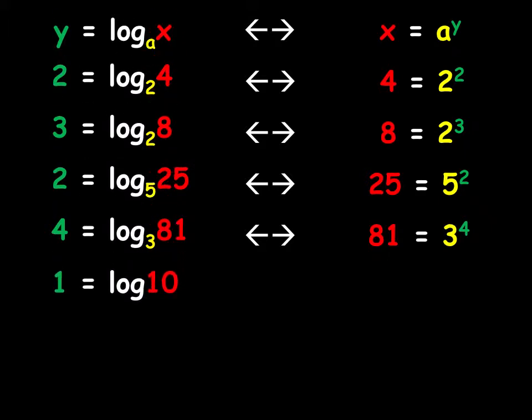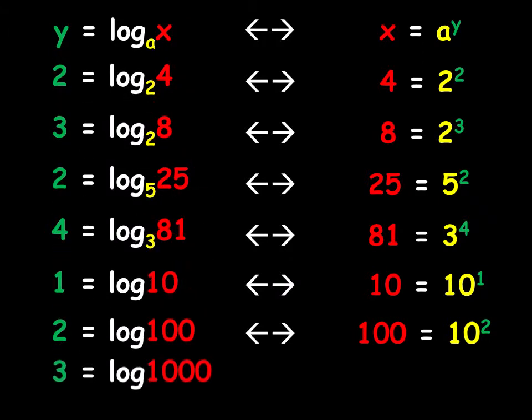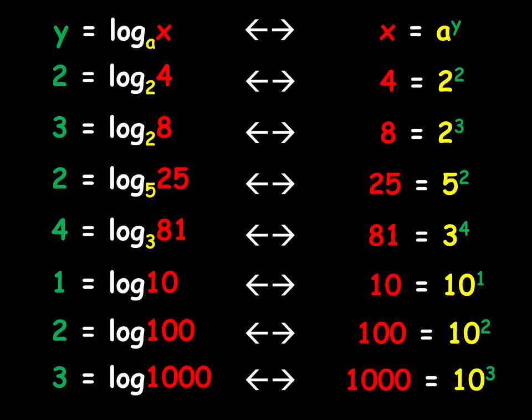1 equals the common log of 10 because 10 equals 10 to the first power. 2 equals the common log of 100 if and only if 100 equals 10 to the second power. And 3 equals the common log of 1000 because 1000 equals 10 to the third power.